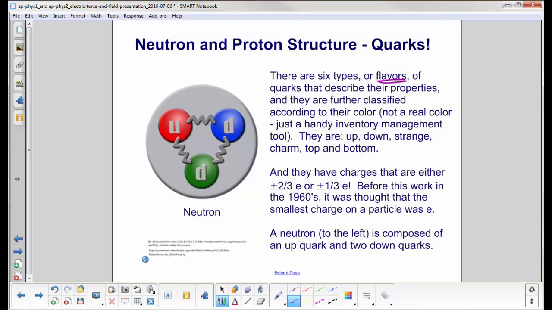Before this work in the 60s, it was thought that the smallest charge on a particle was E. However, you just can't observe quarks on their own, so we'll still go with the fundamental charge as 1.6 times 10 to the minus 19th, and all objects bigger than an electron have to have charges that are integral multiples of that. A neutron, over here, this is a neutron. We have an up quark, there's a red up quark, a blue down quark, and a green down quark. That's a neutron.